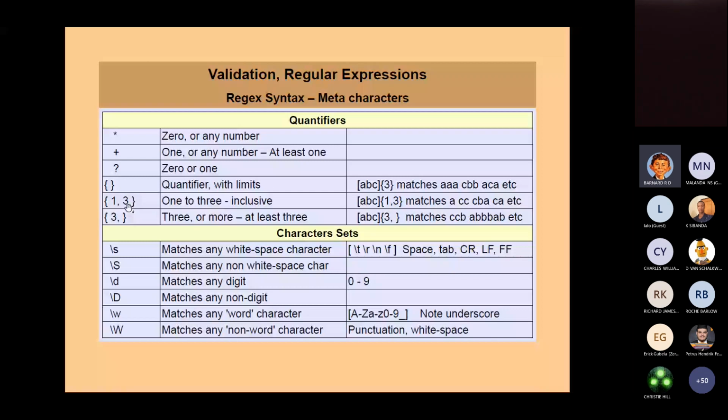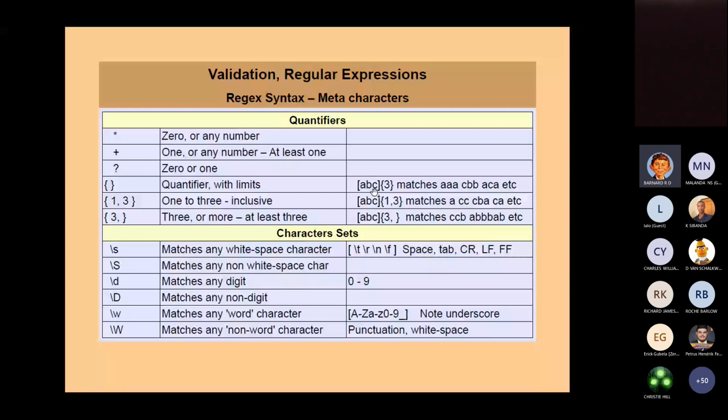Your curly brackets are a quantifier with limits. You can set a range using the different ways that I explained previously. So if you're going to use these curly brackets, you either use them with a single digit to make a specific number or put the full range. Try and avoid using these open-ended ones because they can get confusing. And just looking at an example, if we have square brackets with a quantifier 3, that will match anything like AAA or CBB or ACA, etc.